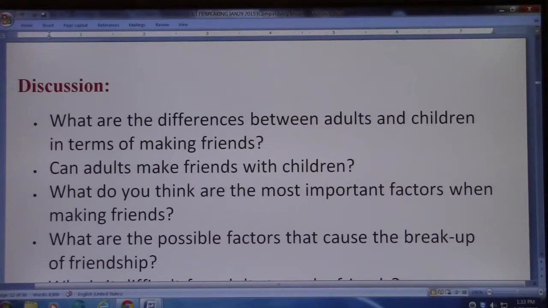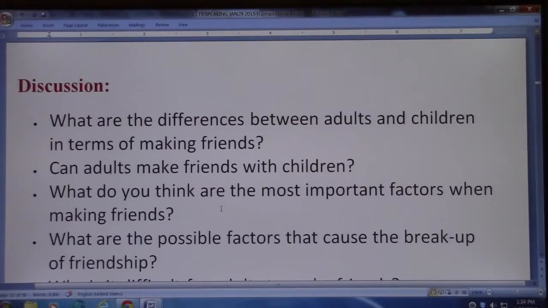On the other hand, adults usually consider lots of different factors. They think about lots of different things when they make friends, and they only have a few close friends usually, and they have different criteria. And can adults make friends with children? You should answer this. Of course, but the kind of friendship differs, right? It's not the sort of friendship adults make with adults, right?